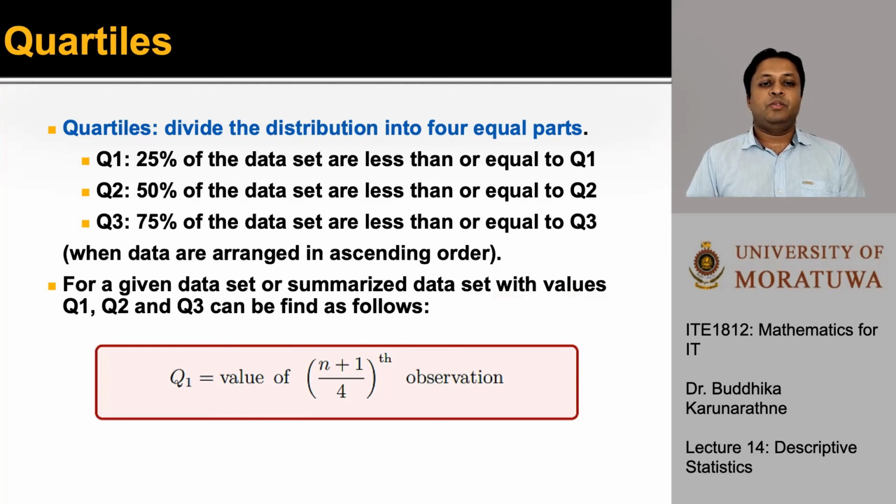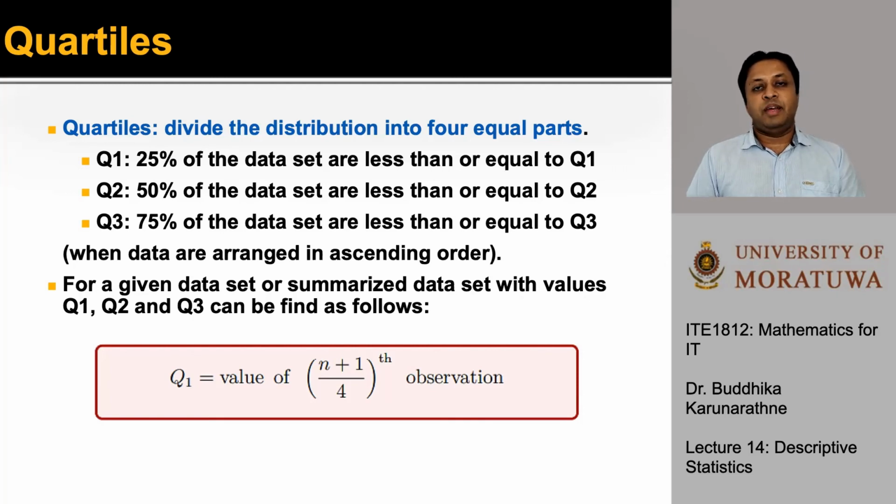And the next one, quartile three: 75% of the data set is less than or equal to quartile three. You do this when the data is arranged in ascending order. So for a given data set or summarized data set with values, quartiles 1, 2, and 3 can be found as follows.